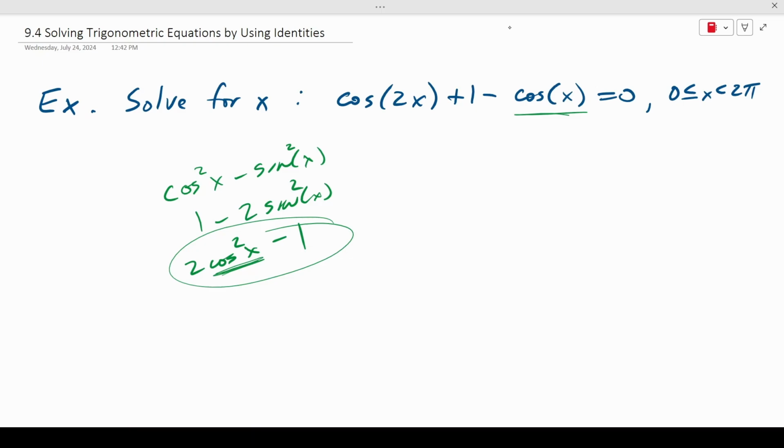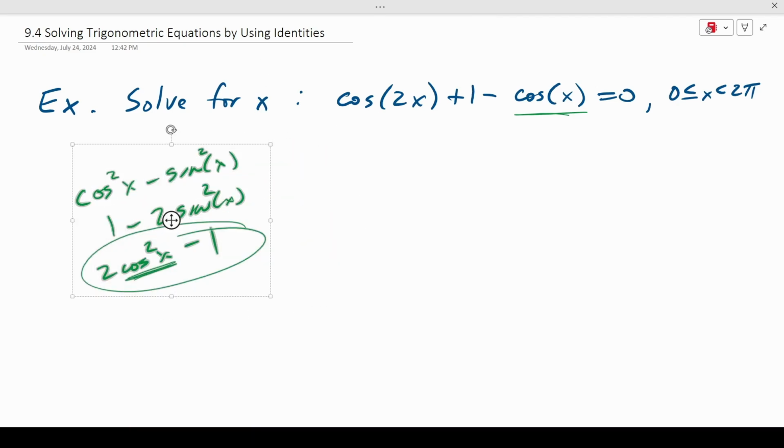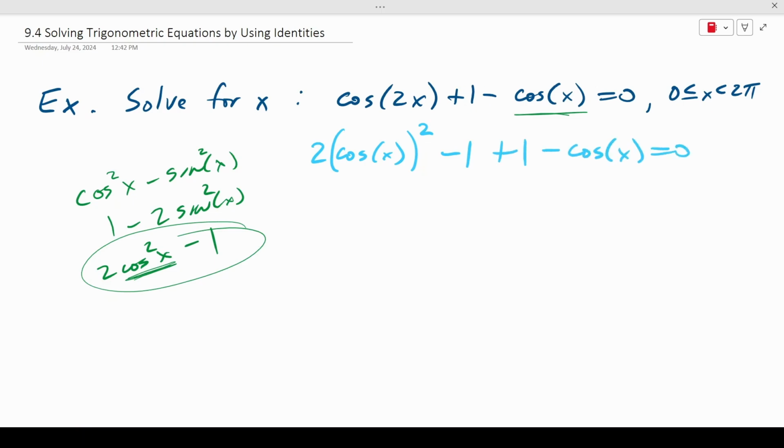I'm going to go ahead and say, all right, cos 2x is the same as 2 cosine of x squared. I'm going to write it this way just to be really explicit that we have the cosine function itself being squared, minus 1. And then I have a plus 1. And then I have a minus cosine of x equals 0. Now, cosine is never undefined, so I don't need to worry about restrictions here. I can just solve this.